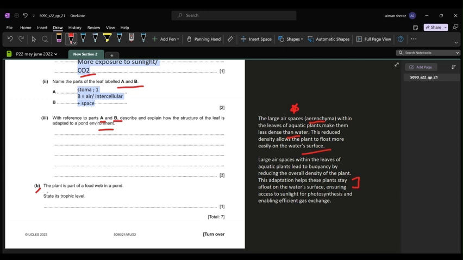Last part, part B, the plant is a part of a food web in a pond state, its trophic level. So trophic level is the position that an organism occupies in a food web or in a food chain. तो प्लांट हमेशा प्राइमरी प्रोड्यूसर ही क्यों होता है या फर्स्ट ट्रॉफिक लेवल पे क्यों होता है? That's because plant has the ability to produce its own food. It does not rely on other organisms. It does rely on sunlight, water, carbon dioxide, but it does not rely on other organisms. It can produce its own food by photosynthesis. That's why it's on first trophic level.